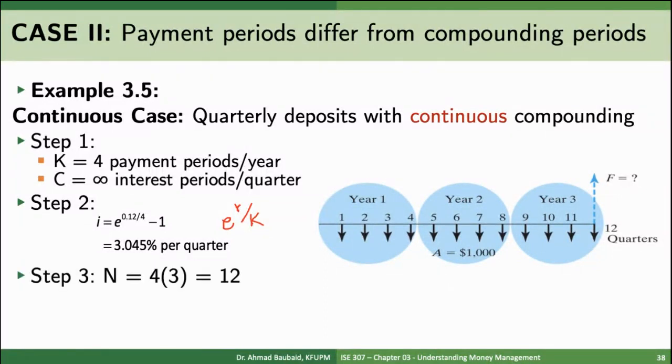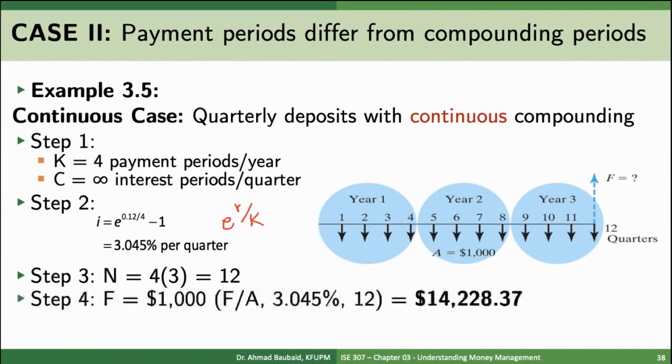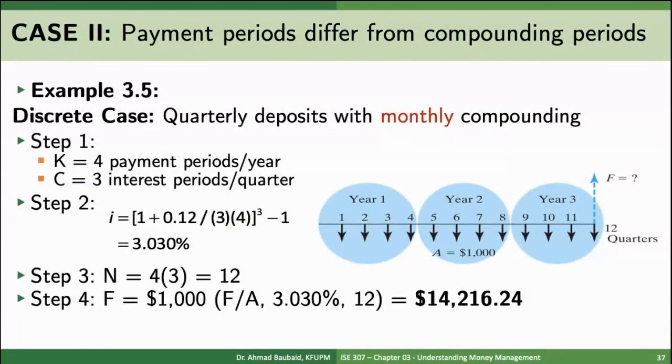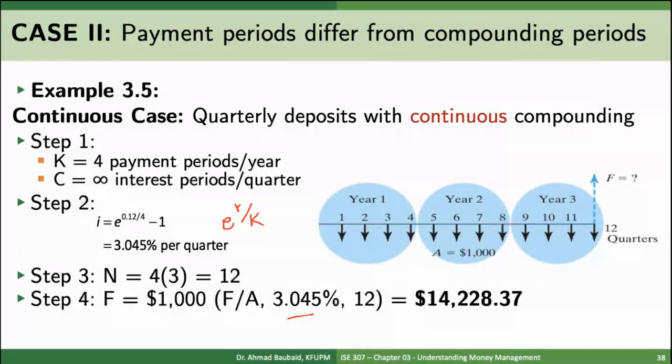N is not going to change. I'm still making the same number of payments. I apply the formula now with the new interest rate, and I get the answer. And just to check again, I go back here, 14,216, 14,228. So it did increase, which is good because I'm applying the interest more frequently. And that means at least my answer is not incorrect.